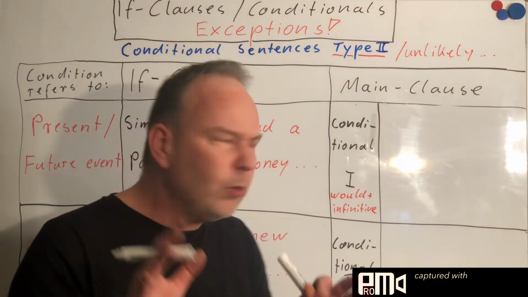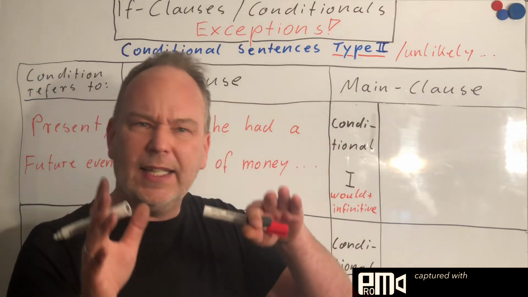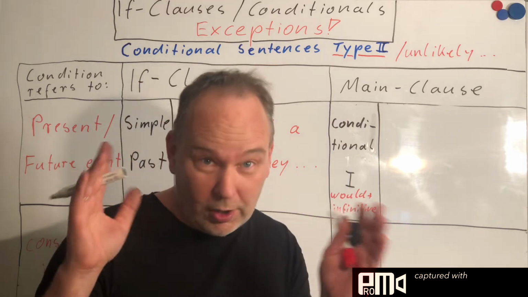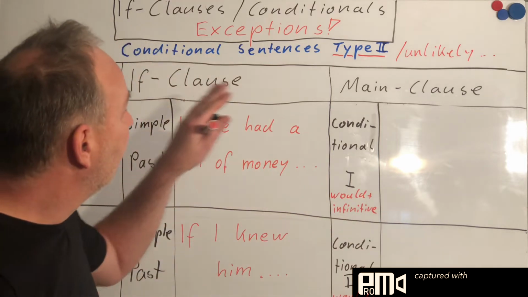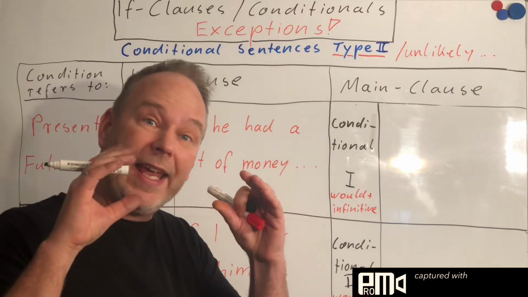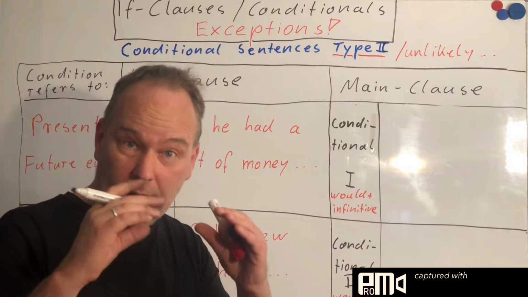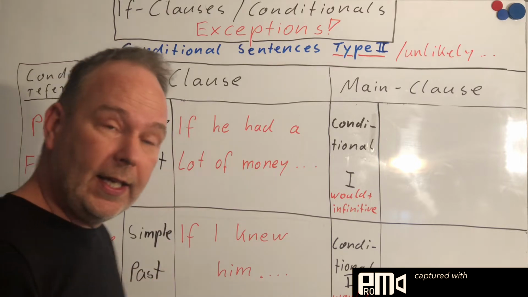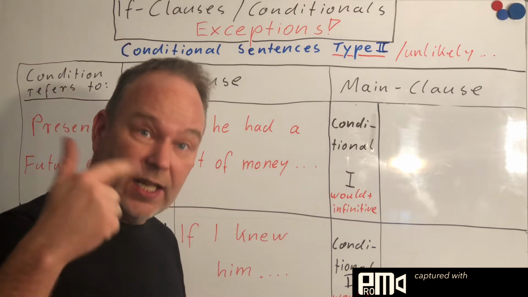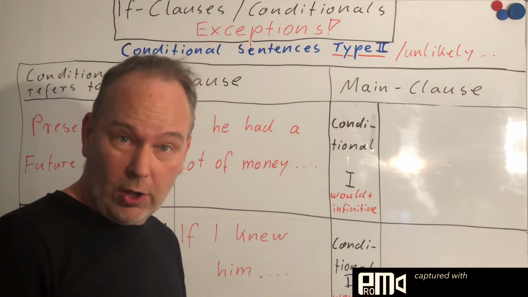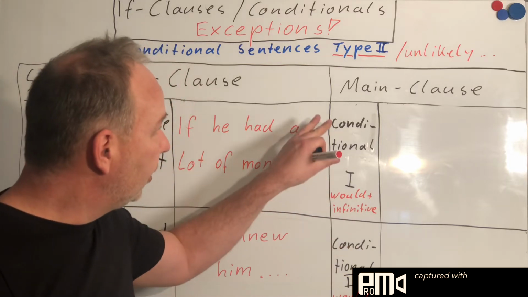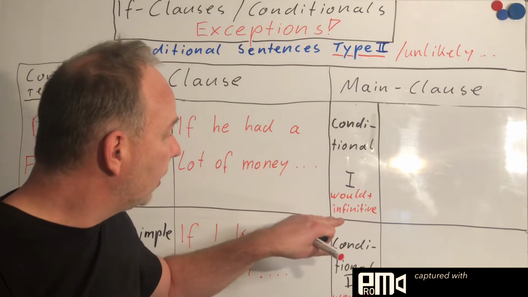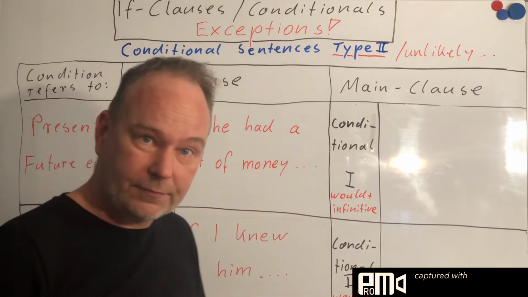Now don't get confused with type 1 if clauses, conditional type if clauses, and so on. It might be all a bit confusing. So, conditional 1 is just a clause, a grammar clause, okay? Just to repeat it quickly, we have if clause type 1, if clause type 2, and if clause type 3. But the conditional is just part of the main clause. In this case, would plus infinitive, okay?